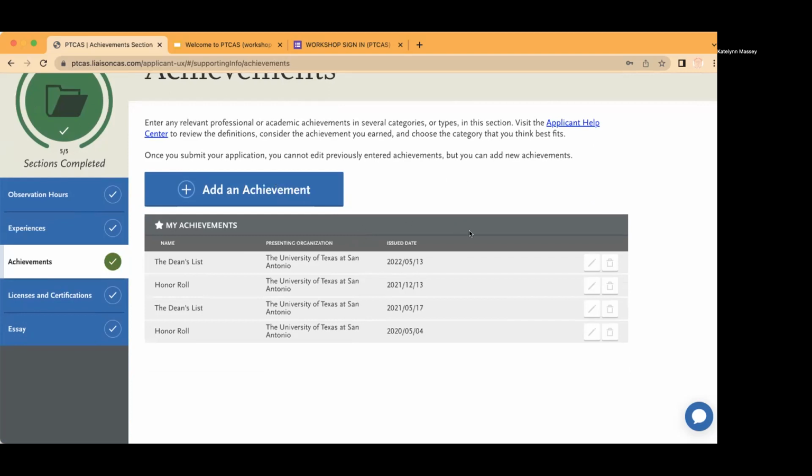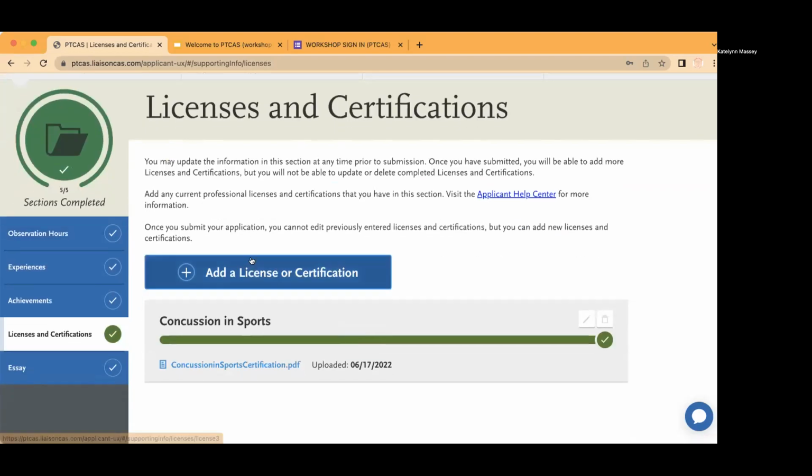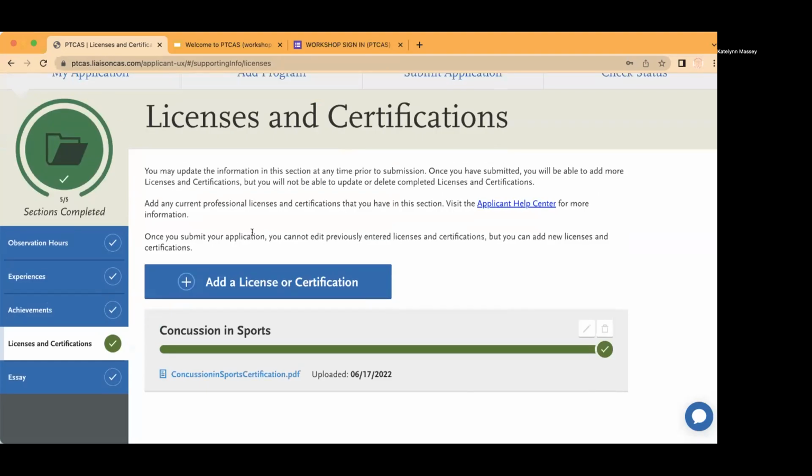So these are the achievements. You just put Dean's List, honor roll, at UTSA, and then the date. It kind of went off semester, so I just put the end of the semester, the end of spring semester, the end of fall semester, and all that. Nothing too bad. And then license, this is where you'll put it. You just put it and upload a PDF, confirming that you do have this license or certification.